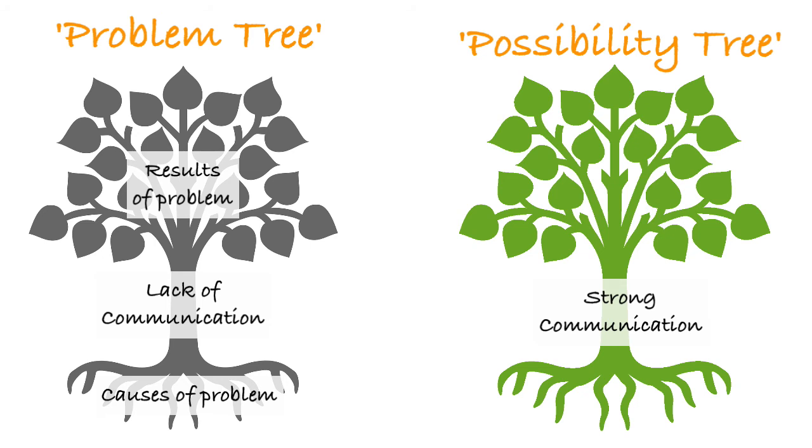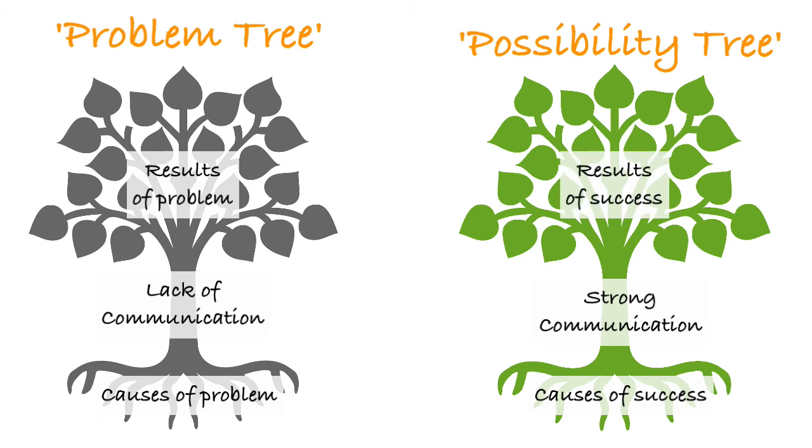Step 6, ask what would be the best nutrients for the tree. Draw them on the roots. Step 7, what will be the results of strong communication? Draw them as leaves. Now they've moved away from analysing the problem to the causes of success and the possibilities it will generate.